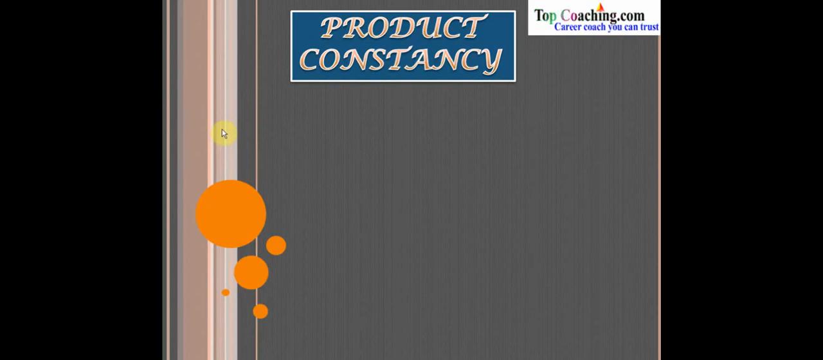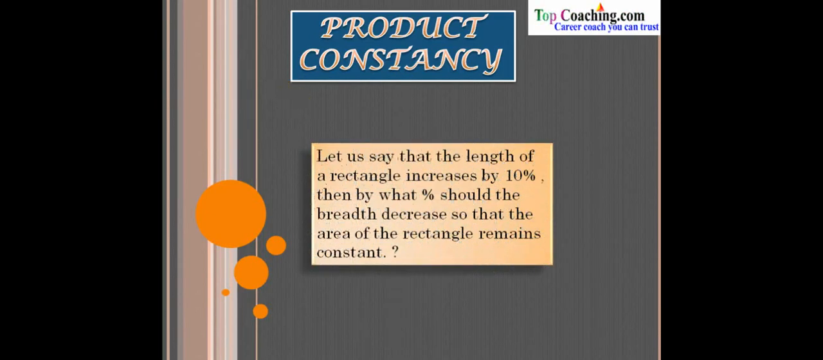We have to find out what should be the percentage increase or decrease in B so that the product P remains constant. Let's try to understand it through an example. Let us say that the length of a rectangle increases by 10%. And by what percent should the breadth decrease so that the area of the rectangle remains constant?